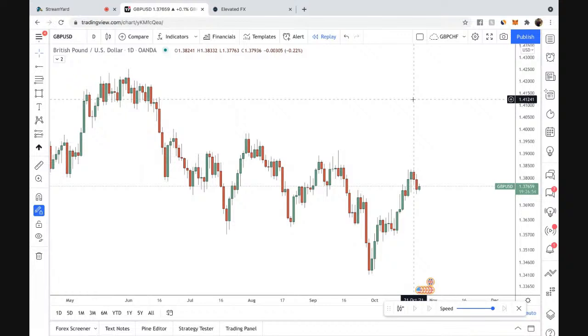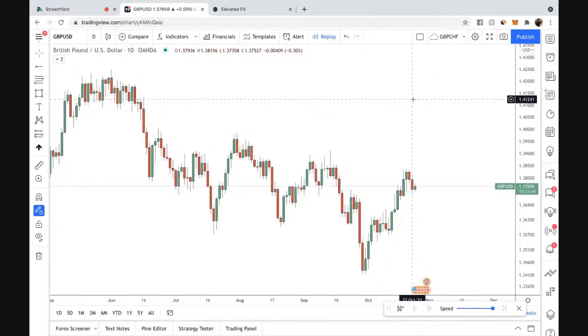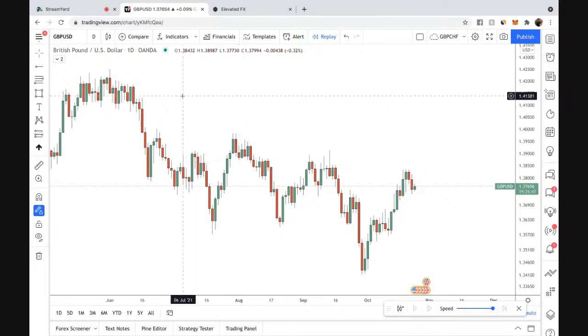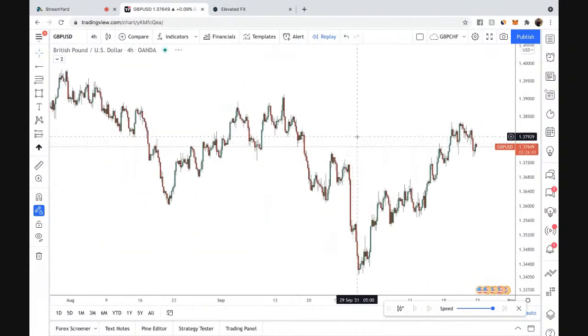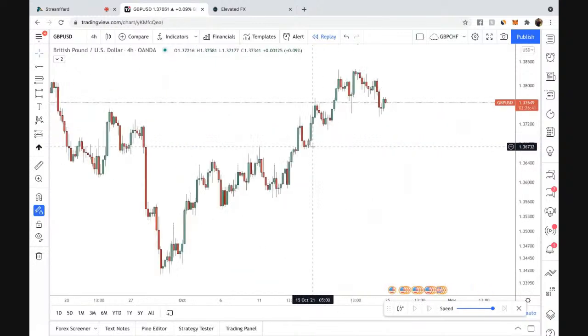If I'm talking too fast, if you don't understand anything, make sure to just ask the question, right? So you're going to notice when I'm looking at my daily, when I'm looking at my 4 hour, the key thing that we are always going to reference is something I call structure.